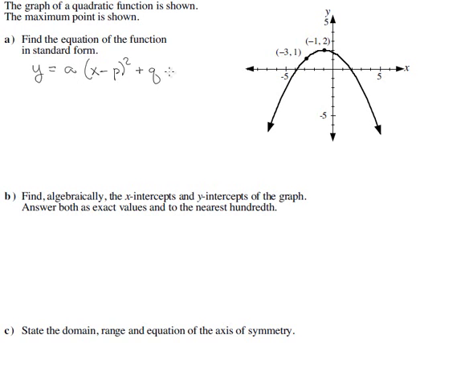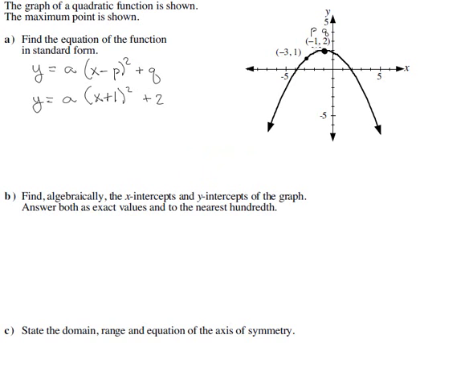In this case, you can pick off P and Q very quickly because they've told us where the vertex is. The vertex is minus 1, 2. These are P and Q. So, just like that, we know our curve must look like x plus 1 all squared plus 2.